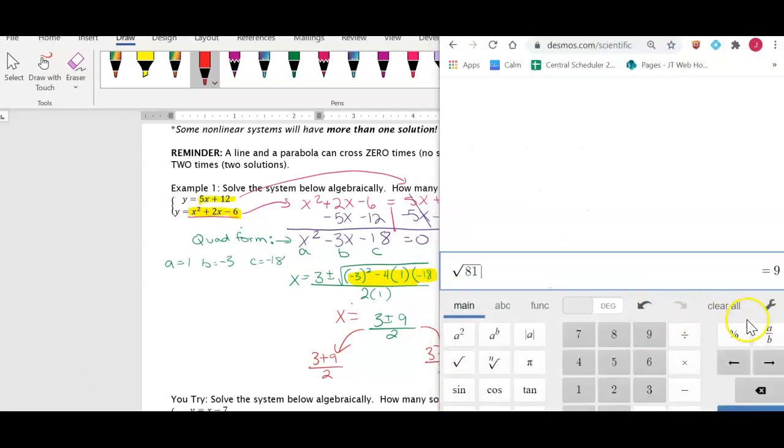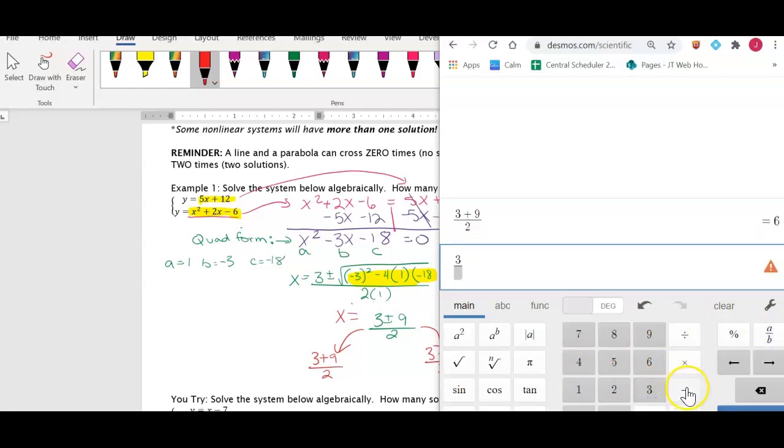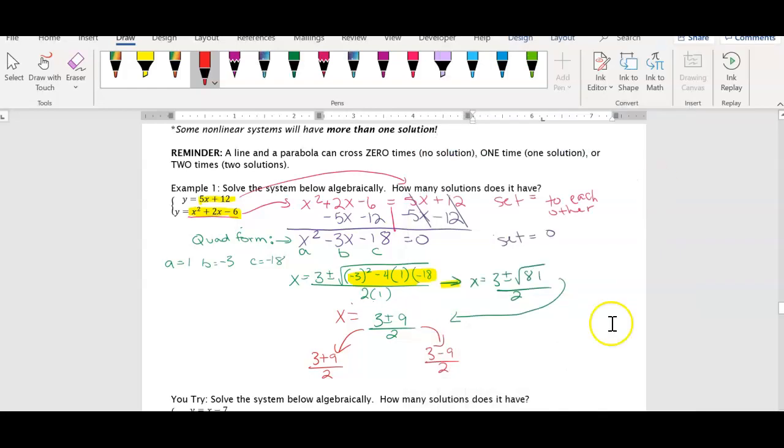3 plus 9 divided by 2. I get 6, and then I'm going to do the same thing over again. 3 minus 9 divided by 2, and I get negative 3. So I have 6 and negative 3 as my two x values.